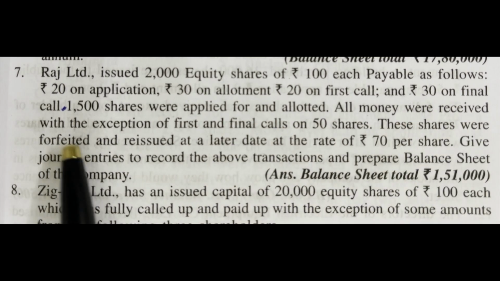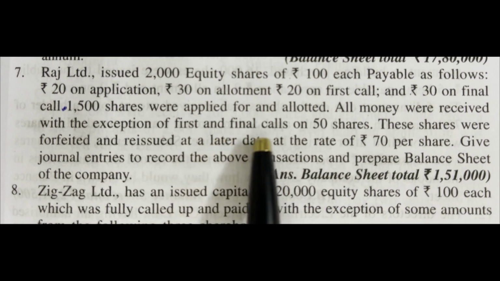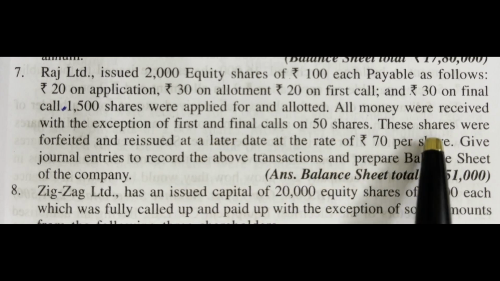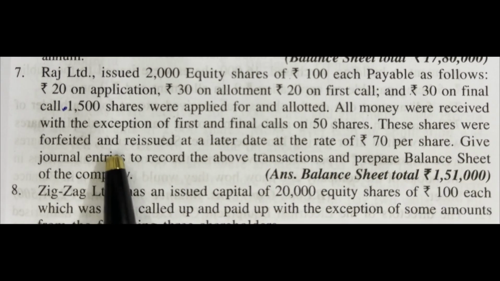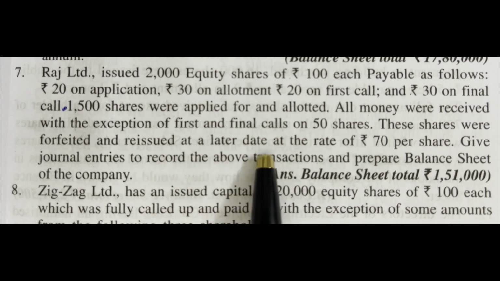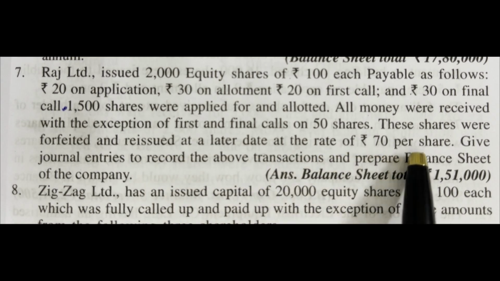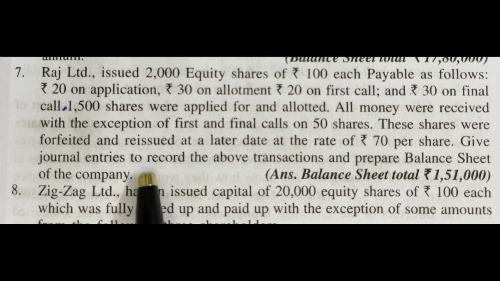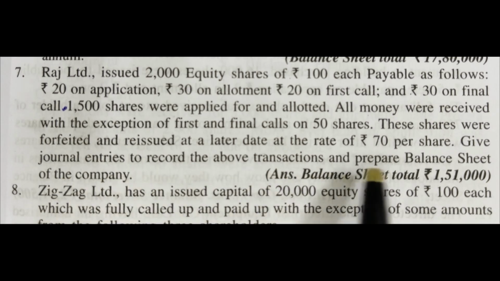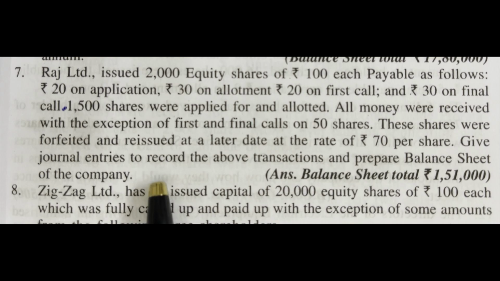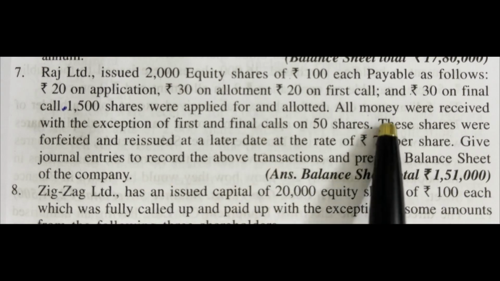All money was received with the exception of first and final calls on 50 shares. These shares were forfeited and reissued at a later date at the rate of 70 rupees per share. Give journal entries to record the above transactions and prepare the balance sheet of the company. This is the question. Let us see the solution for this.